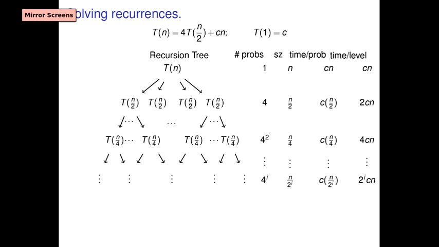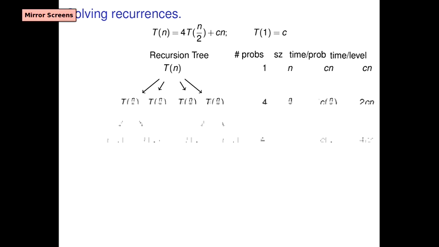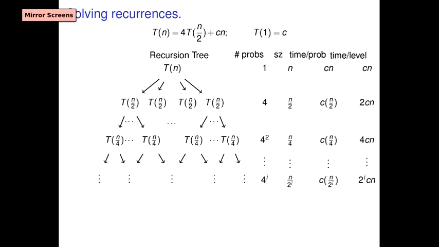Now the work to put everything back together at each one of these nodes, once we get our answers, we put it back together. And that's just addition. So the work there is some constant times the size of the problem. That's the work for each problem. And now I multiply the number of problems times the time per problem, and that gives me the time per level. And now I add all these numbers up, and then I get the total time.